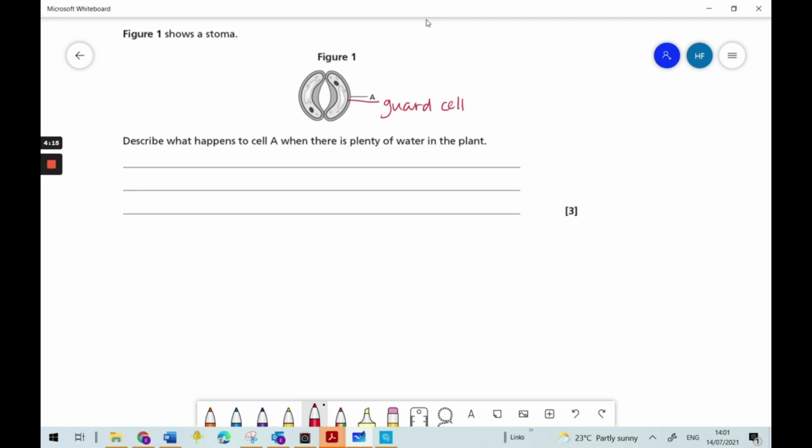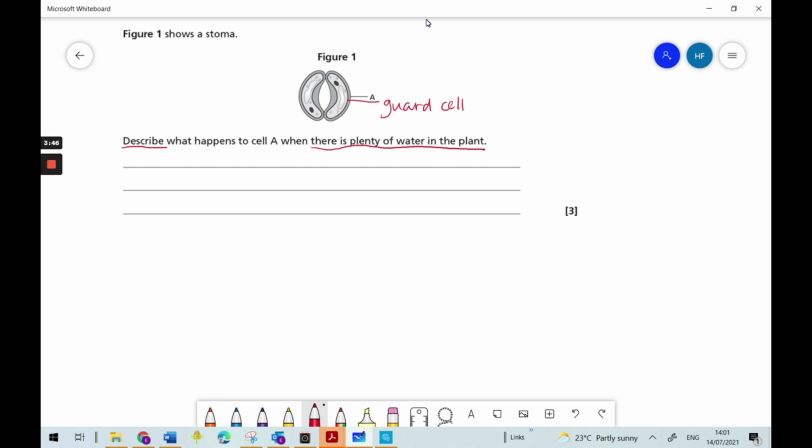And the command word in this question is the word describe. So that means we need to recall some facts or information. Other important information in the question is that it specifically says describe what happens to cell A when there is plenty of water in the plant. So it's a particular condition.